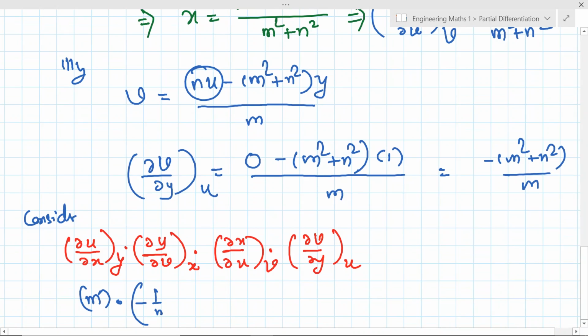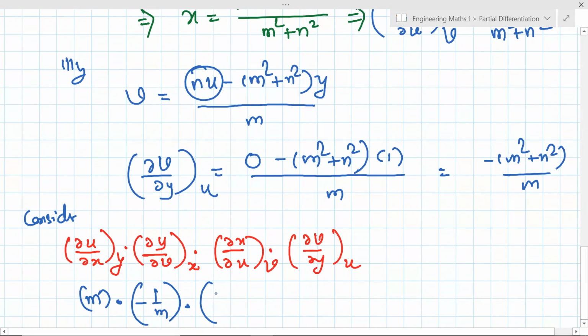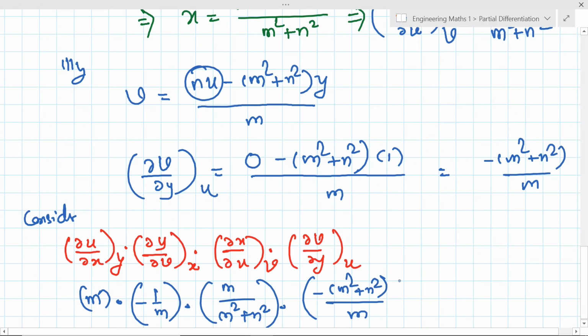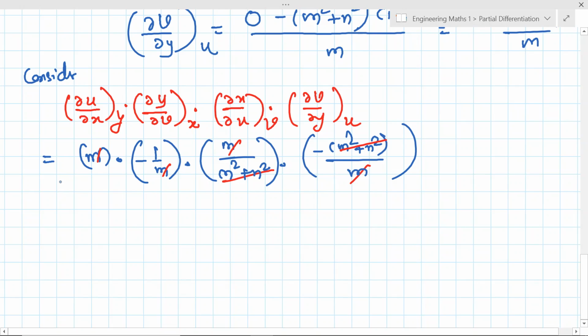So this is minus 1 upon m into dou x by dou u treating v constant, कुठे इथे बघा आपल्याला मिळाला m upon m square plus n square, m upon m square plus n square आणि into लास्ट वाली व्हॅल्यू ही आहे इथे मायनस m square plus n square अपॉन m. सगळ्या टर्म्स कॅन्सल होत आहेत बघा. Each and every term will get cancelled here, m get cancelled, this m get cancelled, m square, this minus get cancelled and minus minus become plus and your answer is what, plus 1.